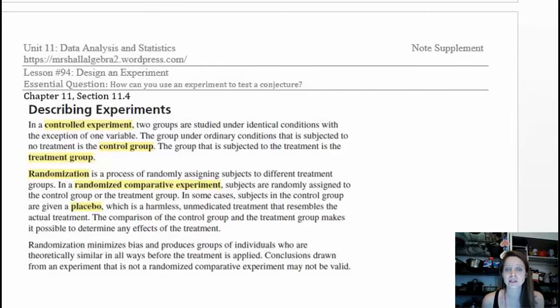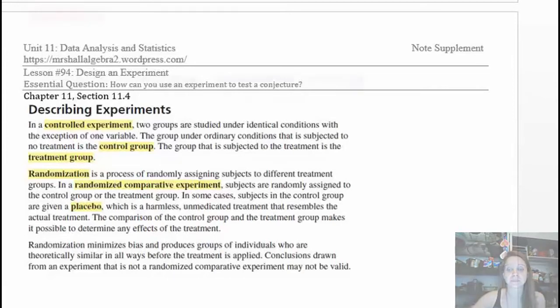In some cases, subjects in the control group are given a placebo, which is a harmless, unmedicated treatment that resembles the actual treatment. The comparison of the control group and the treatment group makes it possible to determine any effects of the treatment. Randomization minimizes bias and produces groups of individuals who are theoretically similar in all ways before the treatment is applied. Conclusions drawn from an experiment that is not a randomized comparative experiment may not be valid.